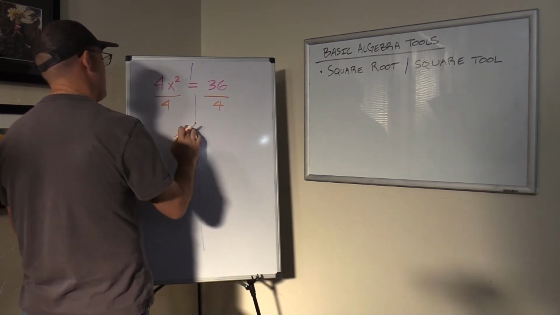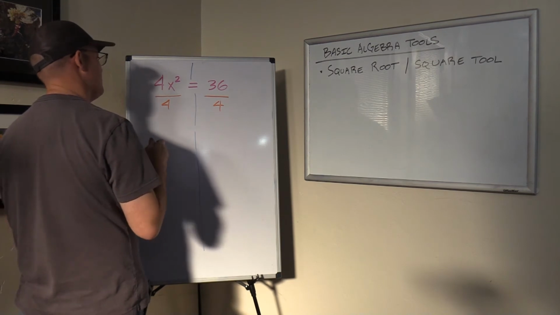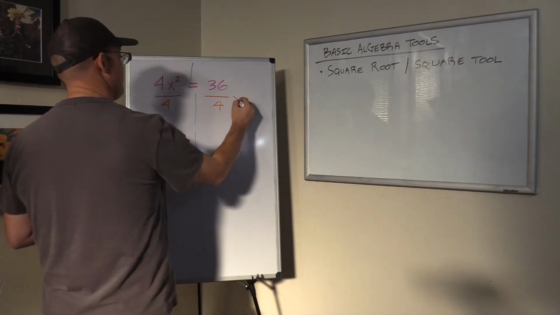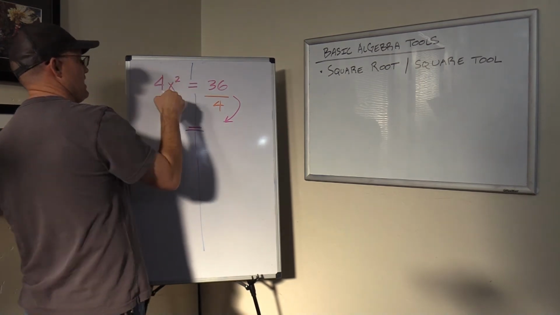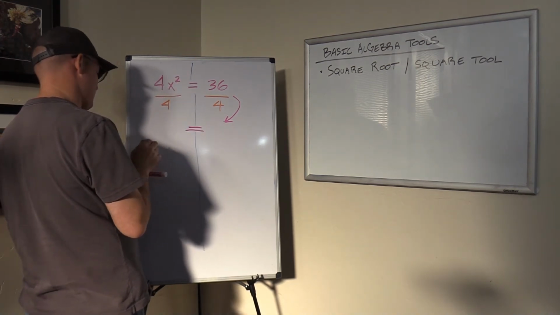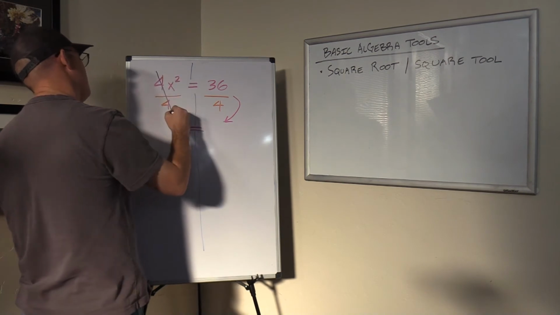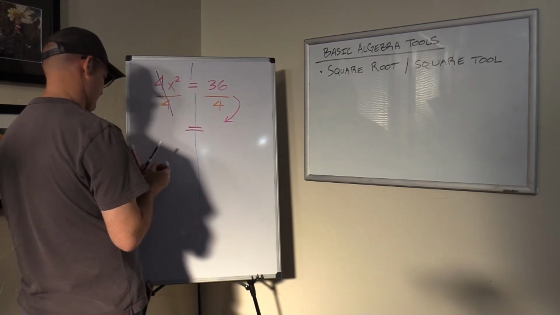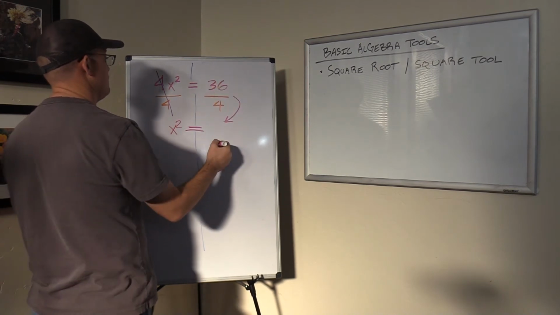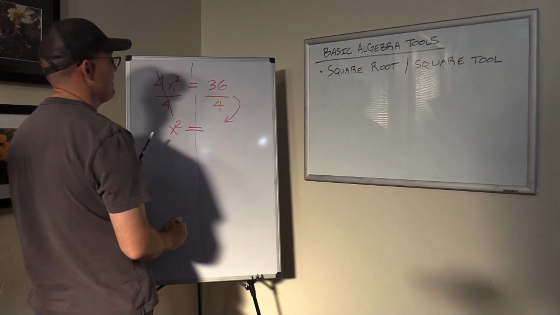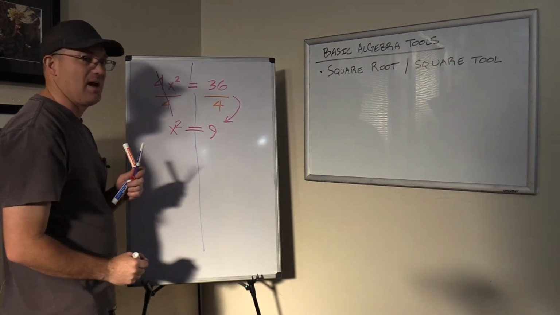Okay, and then we're going to rewrite that. What do we get? Let's use our purple, I've been using purple to cancel stuff. So the 4's cancel, which leaves us with x squared, equals 36 divided by 4, which is 9.